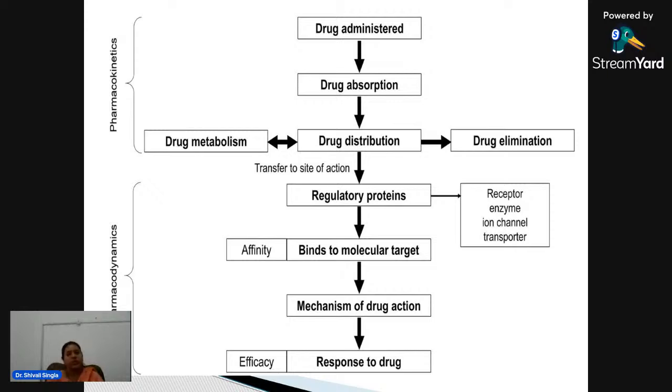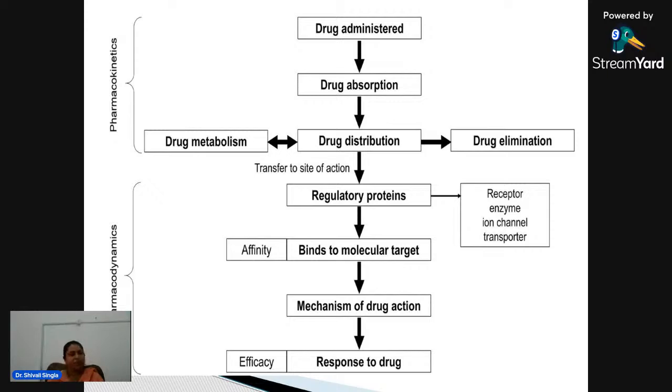Then the drug binds to regulatory proteins, binds to molecular targets, and there is a response to the drug. Response means when the drug binds to some receptors or some target sites, it will exert its effect or show its effect. That comprises pharmacodynamics.